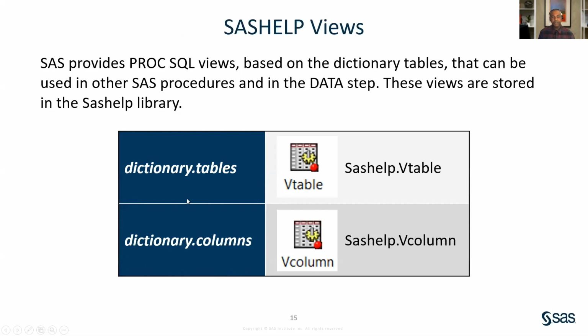An alternative to using these dictionary files are views of these files. In the SAS help library, there's a view called SAS help.vtable, which is a view of this file. And there's also SAS help.vcolumn, which is a view of the dictionary.columns. So you could use these if you like.